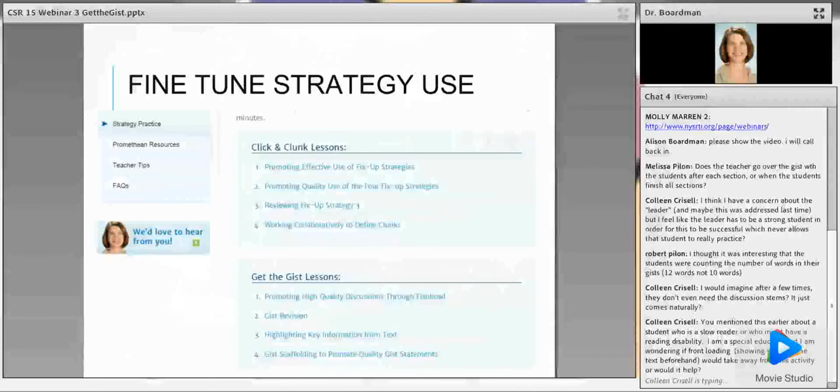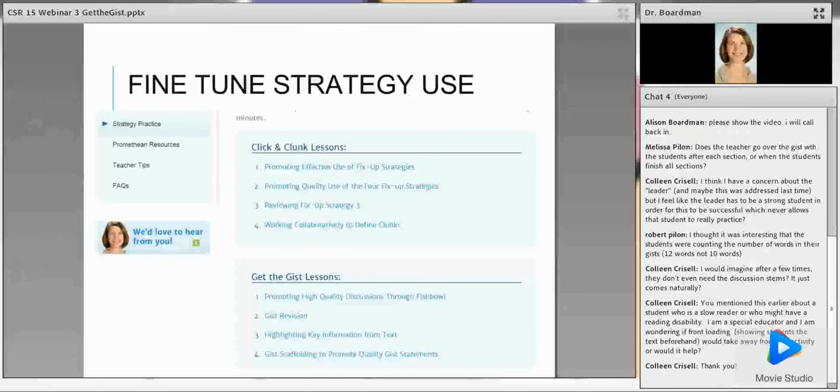All right, on the website, we have ways that you can fine-tune strategy use. So I'm just pointing out to you these 4 lessons that can be really helpful once kids know how to get the gist, but you want to keep fine-tuning. So we've got a lesson on promoting high-quality discussions with a fishbowl. We have a gist revision activity. We have one that introduces them to highlighting key information from the text, and another one that scaffolds gist writing.